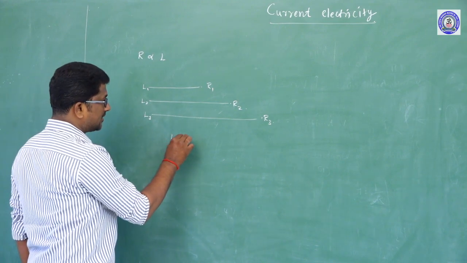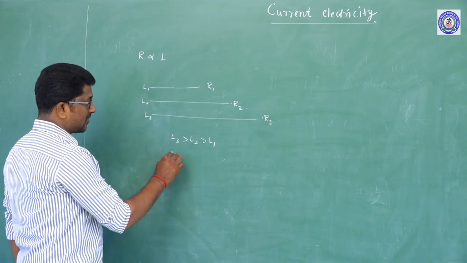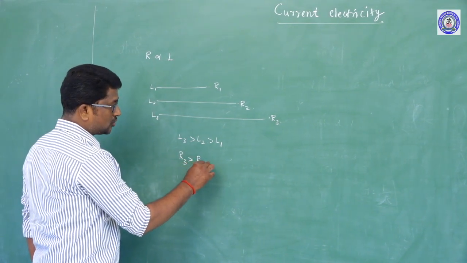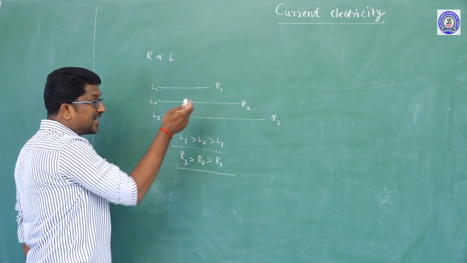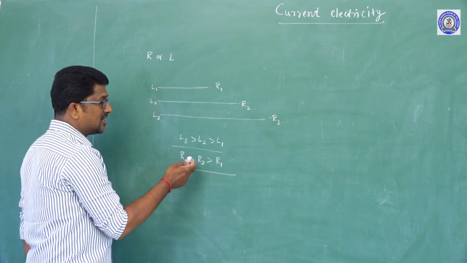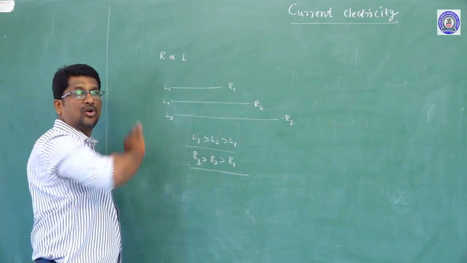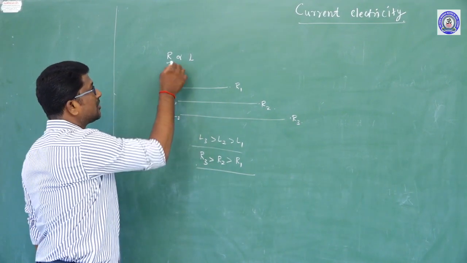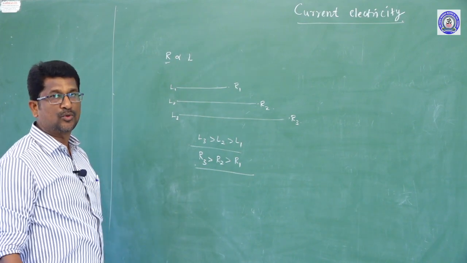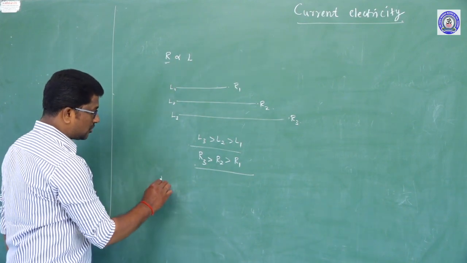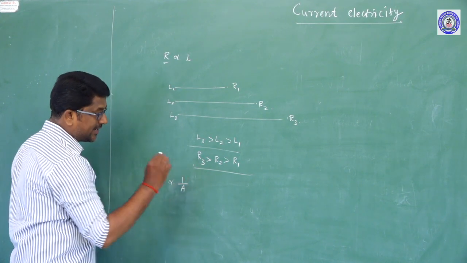Here L3 is greater than L2 and L2 is greater than L1. Similarly, R3 is greater than R2 and R2 is greater than R1. It means, if the length of the given wire increases, the resistance value also increases. If the length decreases, the resistance value also decreases. So, that is why the resistance of the wire or material is directly proportional to length, right. And also, it was found that the resistance of the material is inversely proportional to the area of cross section.